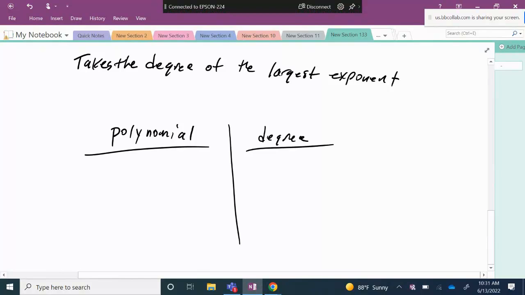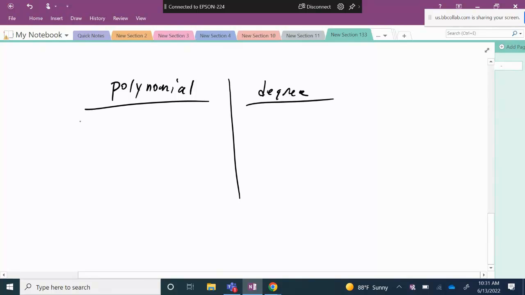So remember that the definition of a polynomial can be a monomial, and a monomial is just an expression with one term, as we looked at before. You could have a binomial, which is a polynomial with two terms. An example of a binomial would be 2x squared plus 4x. A trinomial would be a polynomial with three terms. So -5x to the fourth power plus 2x squared plus 1 would be considered a trinomial.